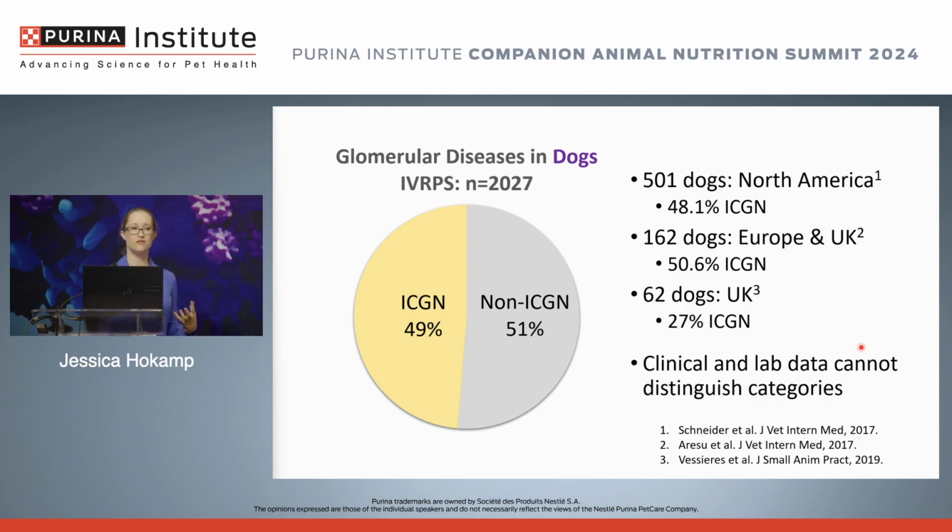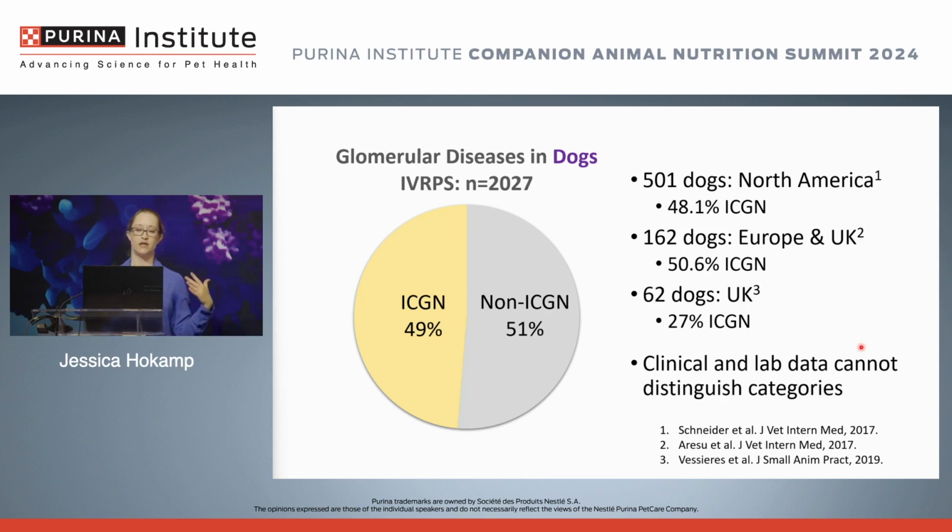And our service receives biopsies from around the world, so I can't say that this is the split that we see only from the United States. Granted, most of our cases are from the United States and North America, but we do see cases from around the world. Similar studies looking at prevalence of glomerular diseases, or dogs that were biopsied for suspicion of glomerular diseases, have been performed in North America as well as mainland Europe plus UK, and UK by itself without mainland Europe.